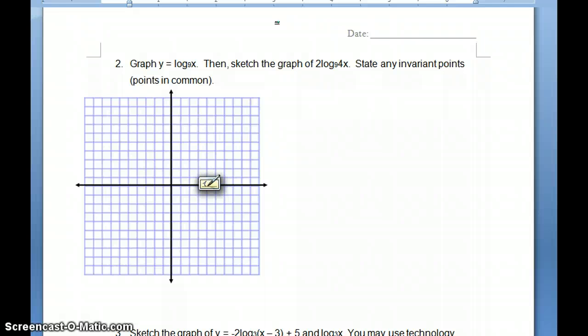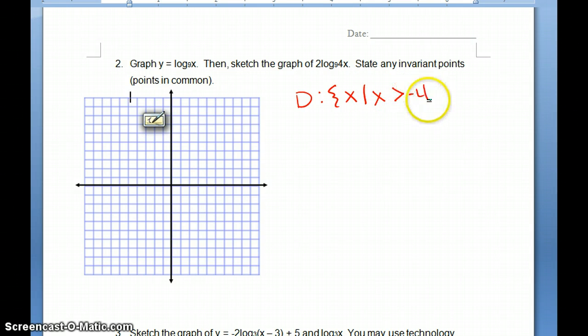Alright, so here we have our domain. Our domain, if you look at that graph, is x such that x must be greater than -4, where x is an element of all real numbers.